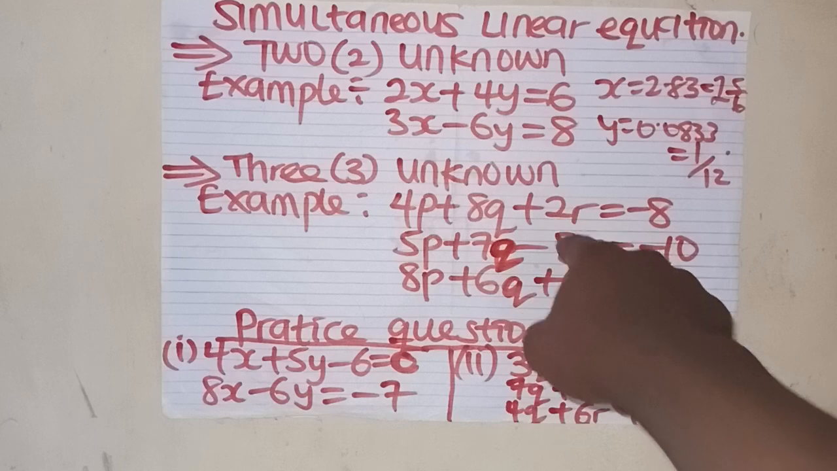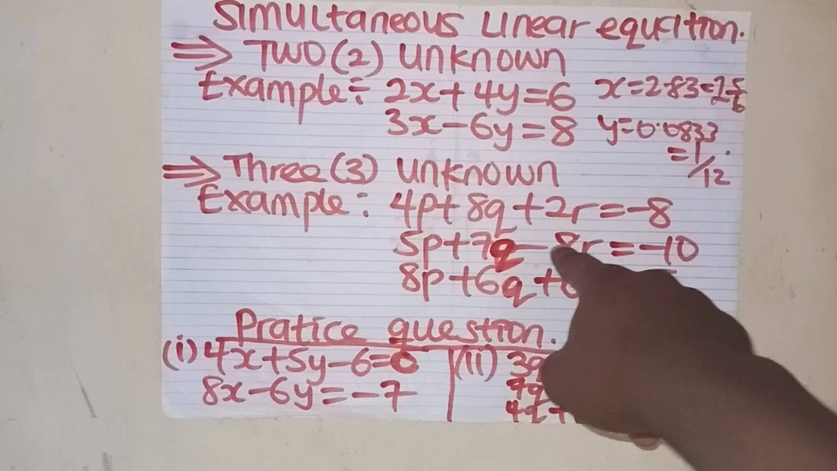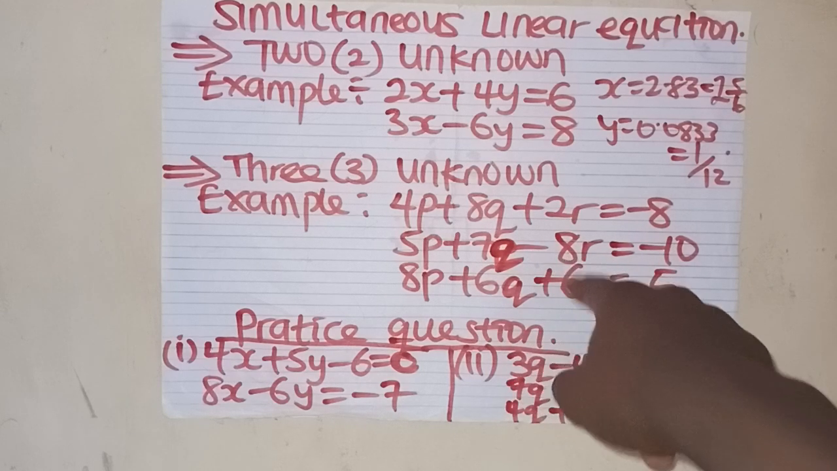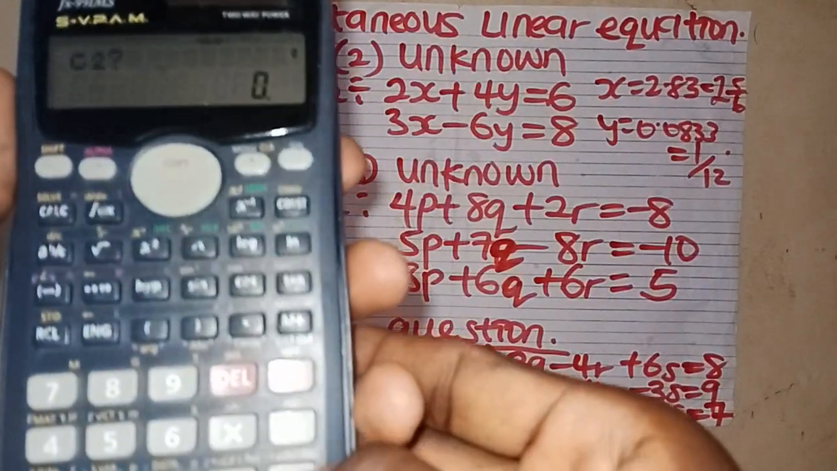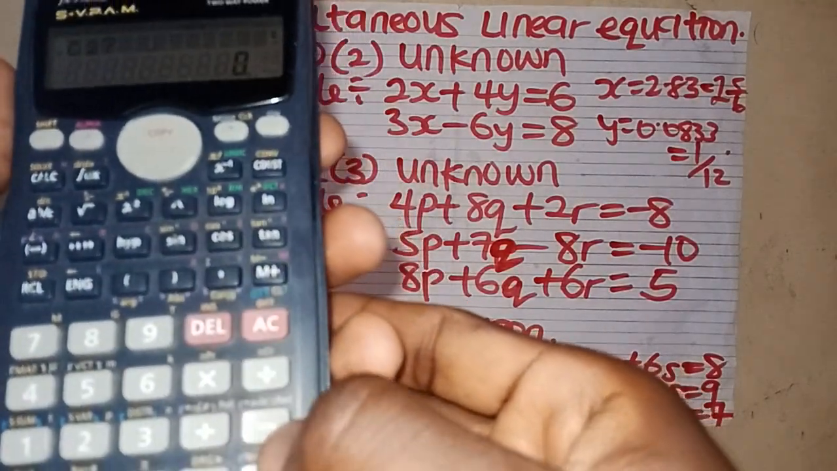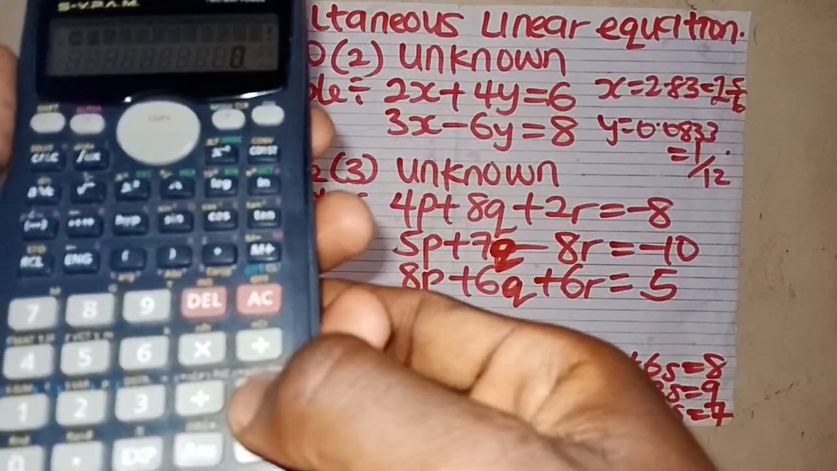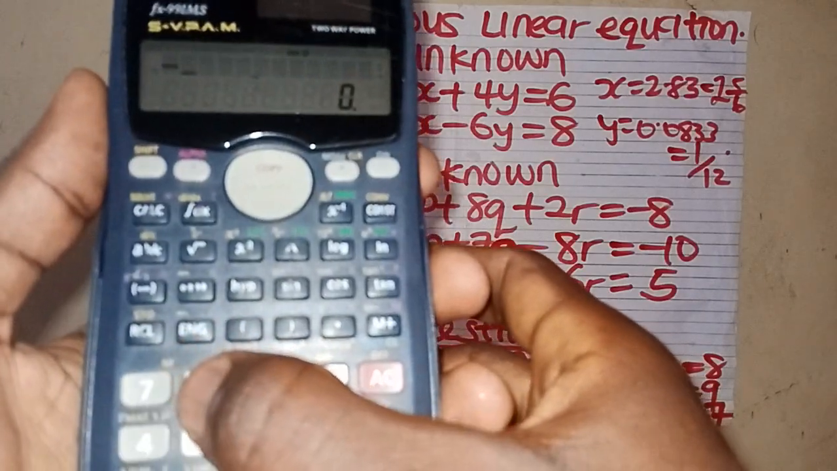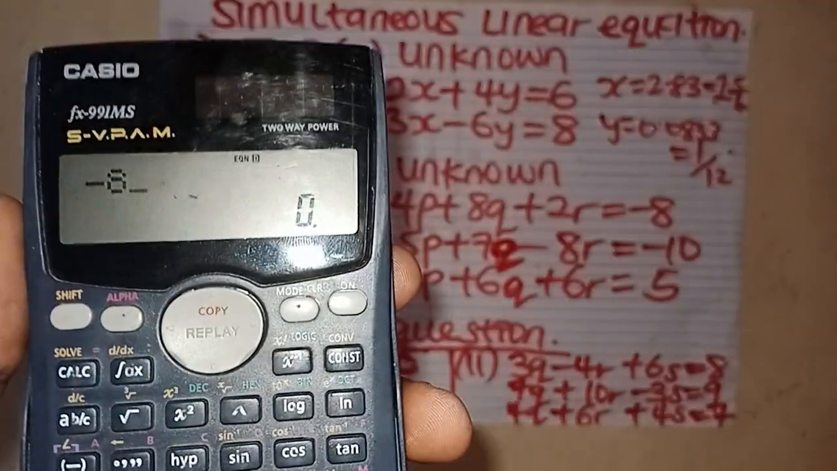This is C2. My C2 is what? Minus 8. You can see it, minus 8. That's my C2. So my C2 is minus 8. Let me press my minus. Okay, this is my minus and this is my 8. You can see minus 8 here.